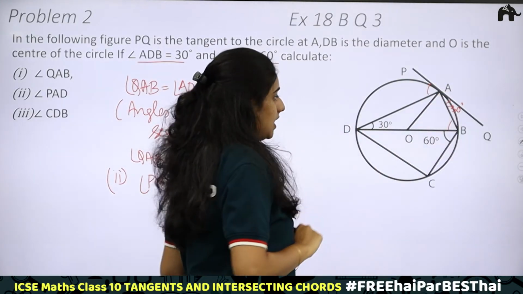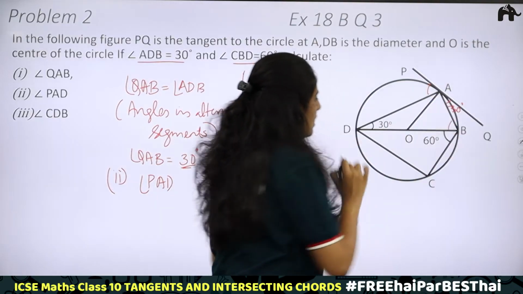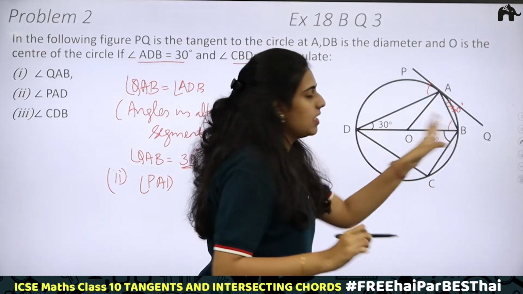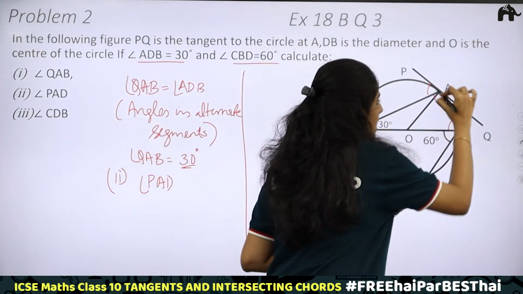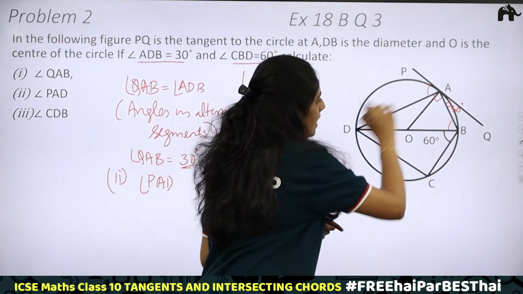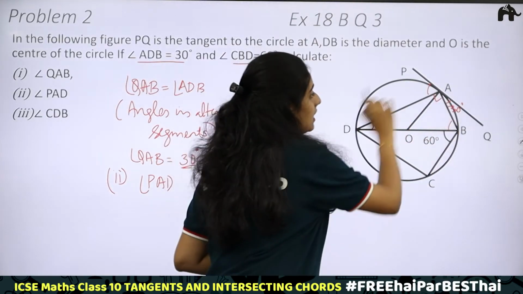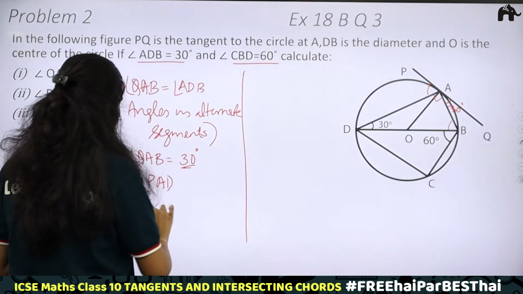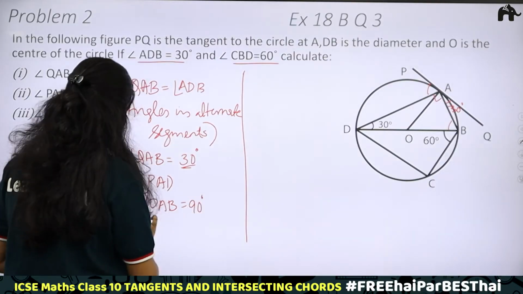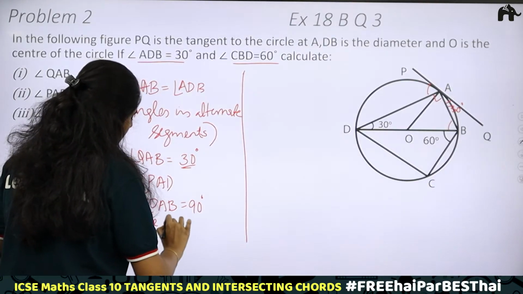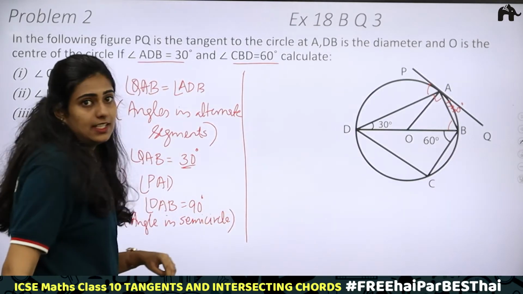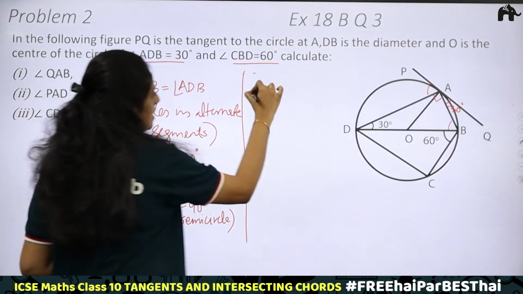Yes, so we will find ABD first. How to find ABD? Now when you consider this triangle, here we have 30 degree. What about this angle? DAB. DAB will be a right angle. What is the reason? This DB is the diameter and DAB is angle subtended by the diameter or angle in semicircle. We have angle DAB is equal to 90 degree. Reason? Angle in semicircle.